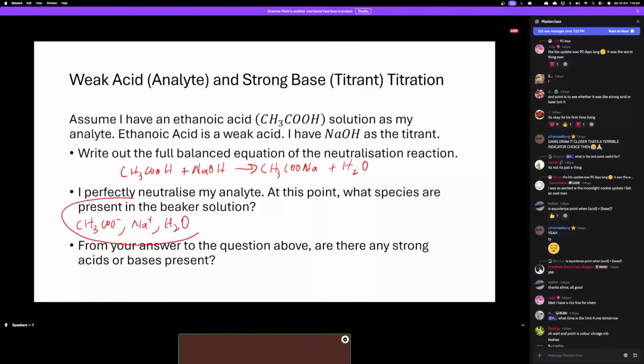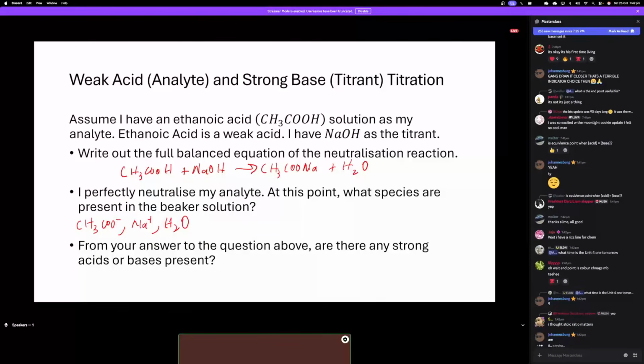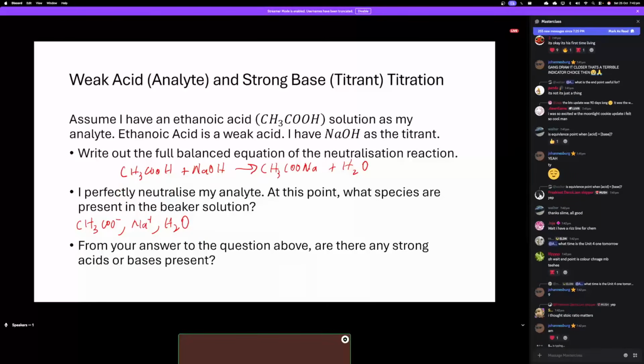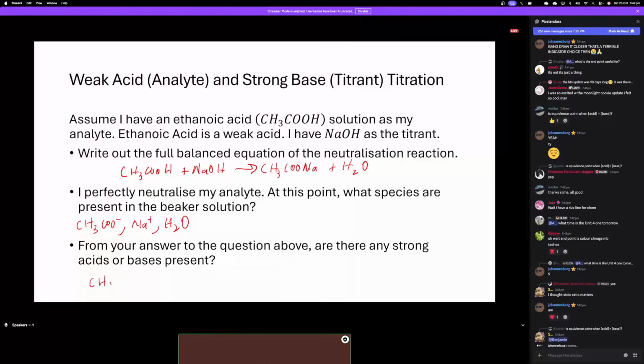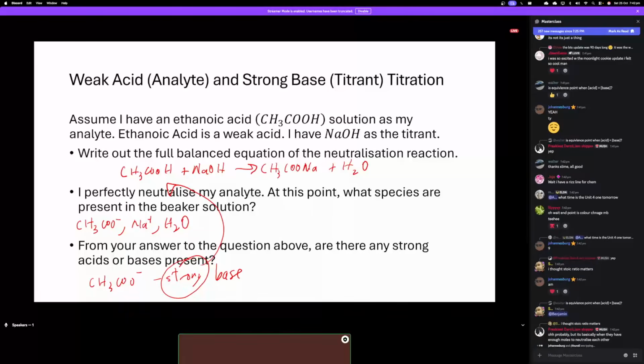So yeah, these are the things present in solution. Answer the question above: are there any strong acids or bases present? Well, we know ethanoic acid is a weak acid. So that tells us that CH3COO minus should be a strong base. I think it was on the slide, I didn't say it exactly. Strong base just means it's a relative term. So it's stronger than the ethanoic acid was, right?